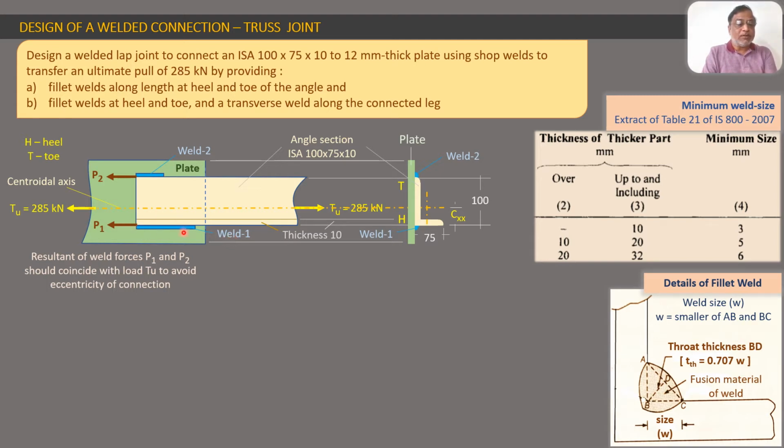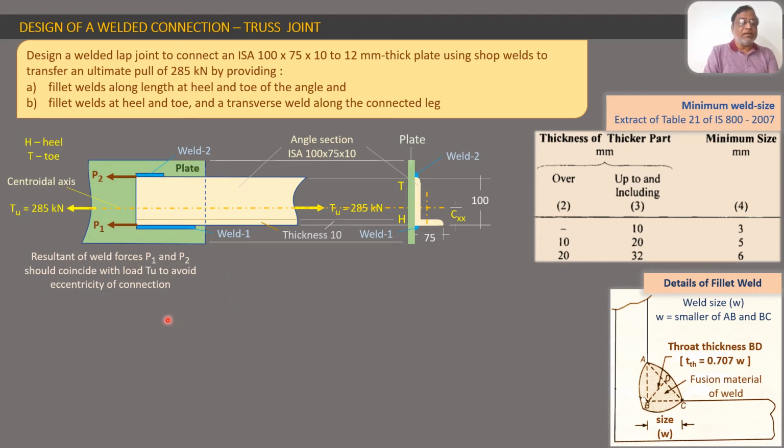Now the force resisted by a weld P1 will be directly proportional to the length of this weld. Whatever length is provided, the force P1 will be proportional to the length of weld. So this clearly means that this length L1 is greater and L2 is smaller, so P1 must be greater than P2. Now why are they greater or less than each other, why are they not equal? The reason is that the resultant of weld forces P1 and P2 should coincide with the load line Tu to avoid eccentricity of connection.